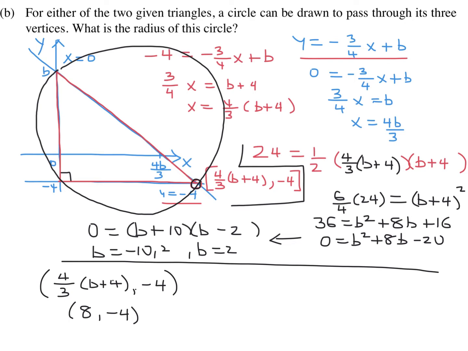Okay, now let's figure out that point. That point is, the x-coordinate is 0, and the y-coordinate is b. Well, b is 2. So there we go. These are the 2 points. I just have to figure out the distance between those 2 points. That will be the diameter. And then to get the radius, you divide by 2.